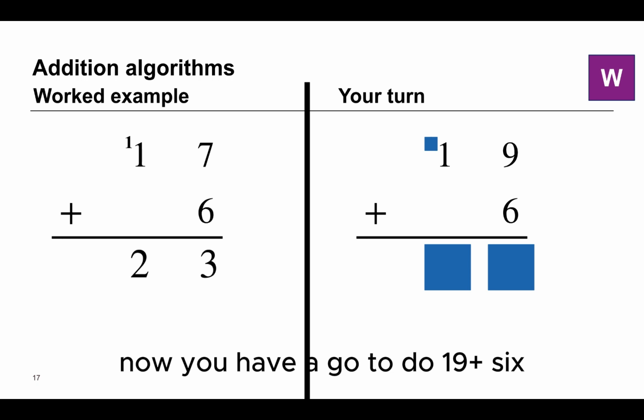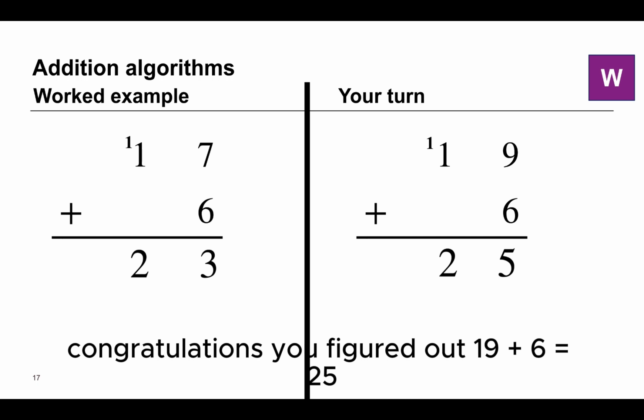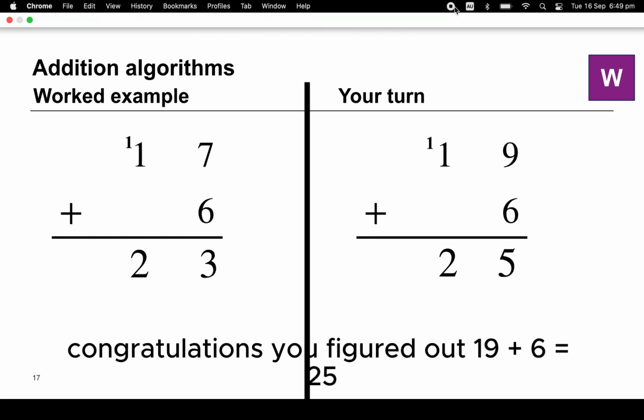Now you have a go to do 19 plus 6. Congratulations, you figured out 19 plus 6 equals 25.